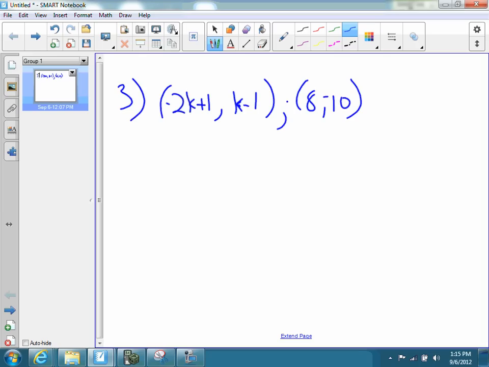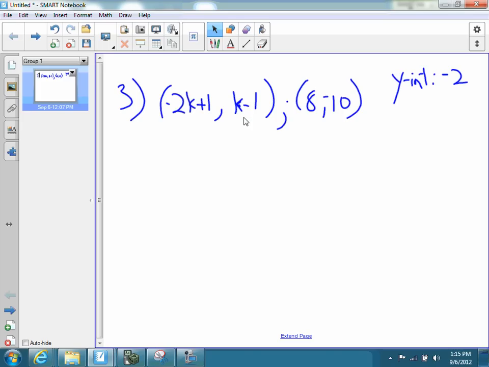What I'm charged with is finding the value of k. Am I given any other information here? Yes. I'm given that it has a y-intercept of -2.